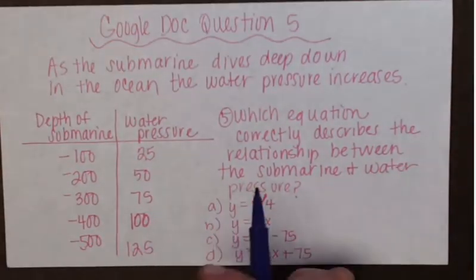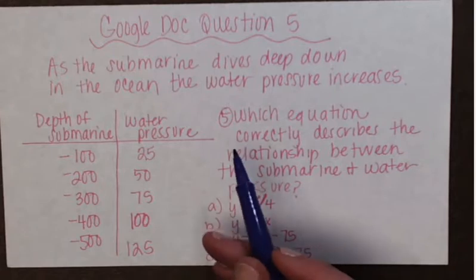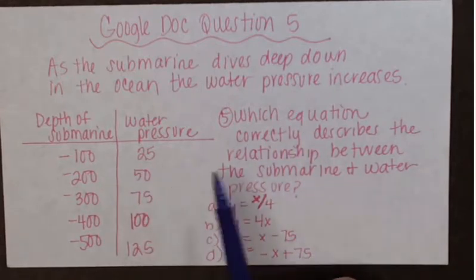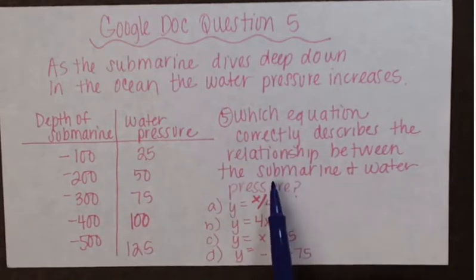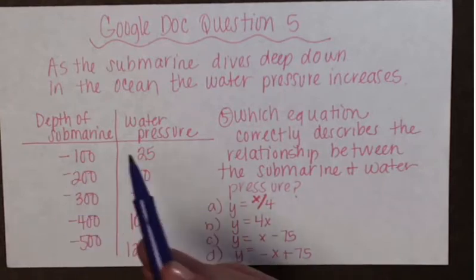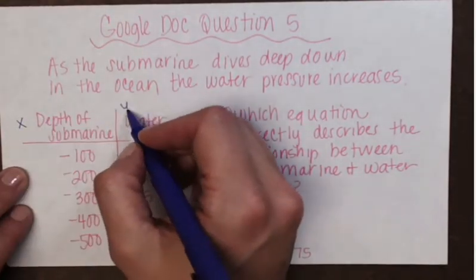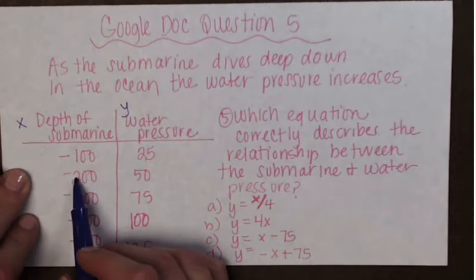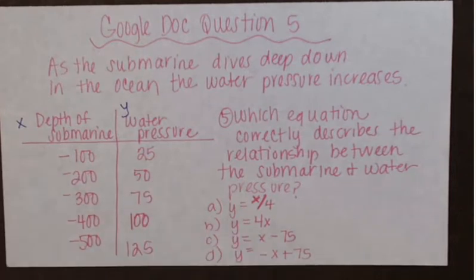All right, you have one last Google Doc question, and then you are done. Here it is. As the submarine dives deep down in the ocean, the water pressure increases. So very similar. Which equation can be used to describe this relationship? Now I'll go ahead and give you a hint. This is your x, this is your y. So how do you get from here to here? Pick your equation. Alright, that's it.